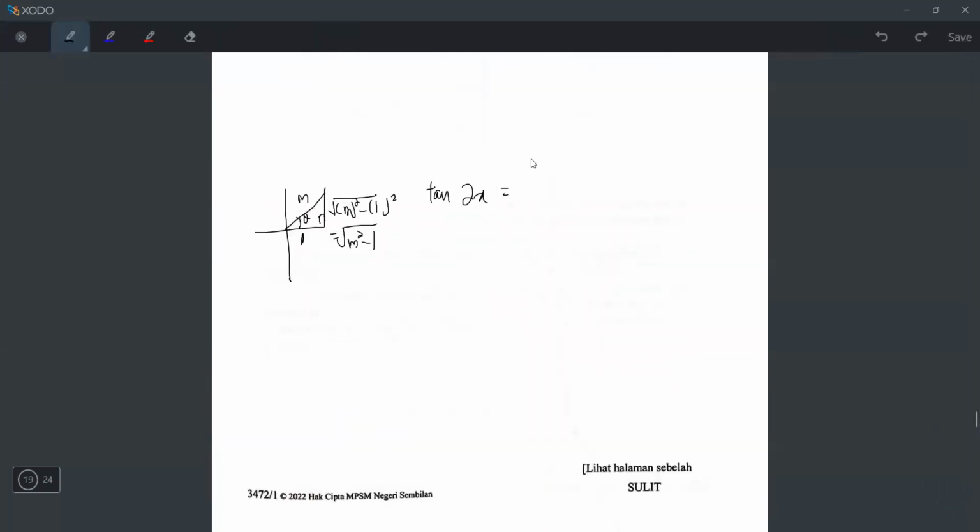So 2 tangent a over 1 minus tangent square a. But of course, this one I won't write a. I will write x because it's tangent x. So now I will just have to substitute in tangent x and tangent square x. Okay, what is tangent square x?